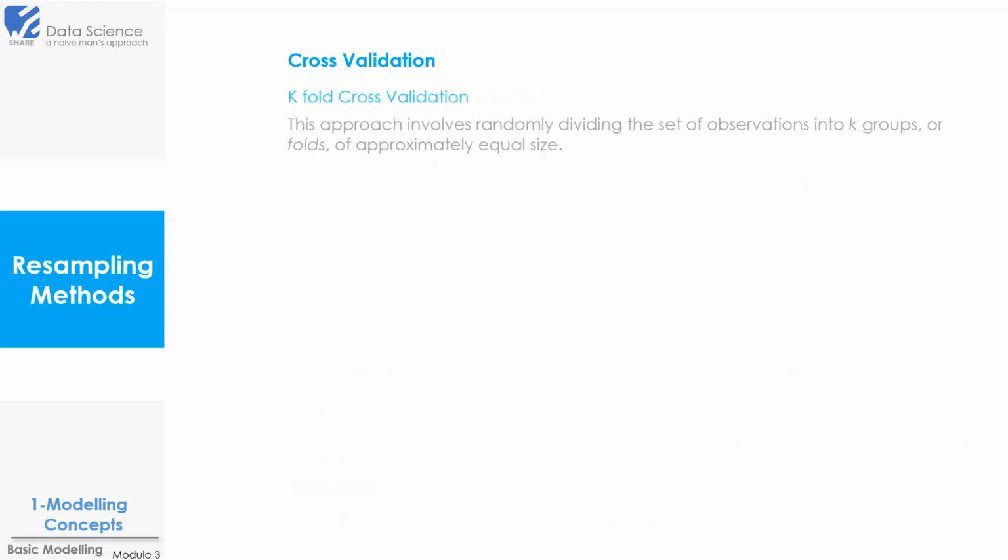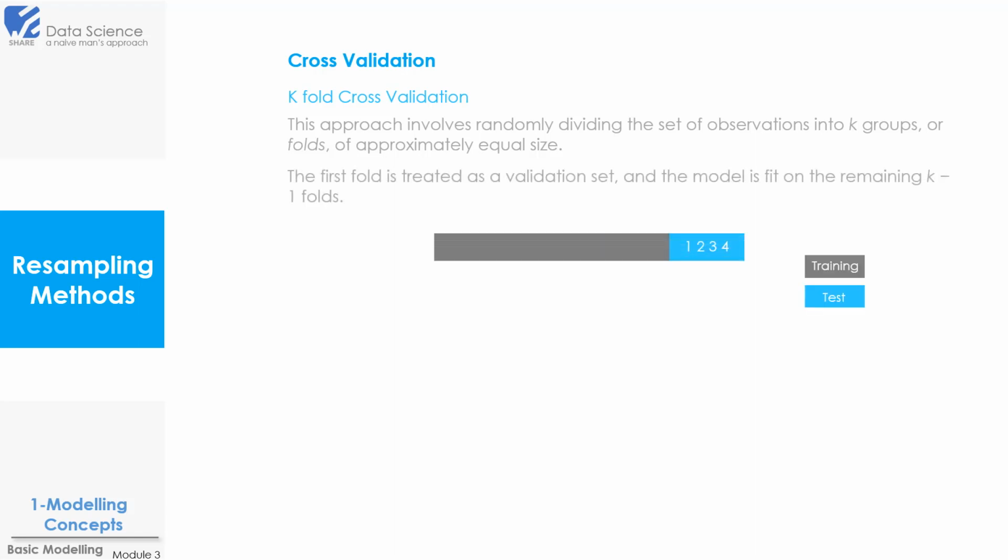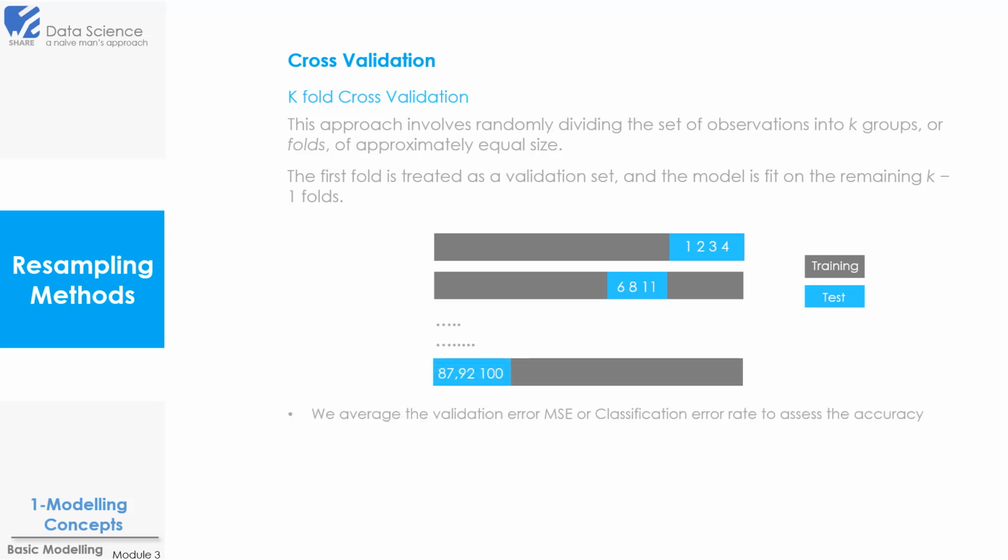Now, this approach k-fold CV involves randomly dividing the dataset of observation into k groups. These k groups or k-folds are of approximately equal sizes. As you can see, the first fold is treated as a validation set, and the model is fit on the remaining k-1 folds. After that, we take the average of the validation error MSE or classification error rate to assess the accuracy of the model.